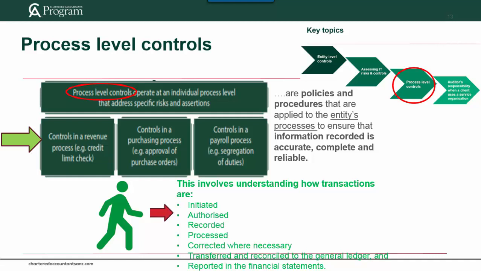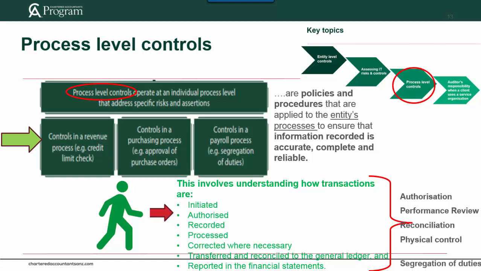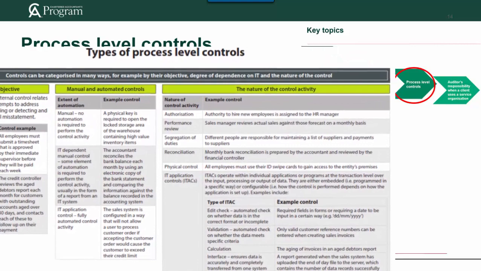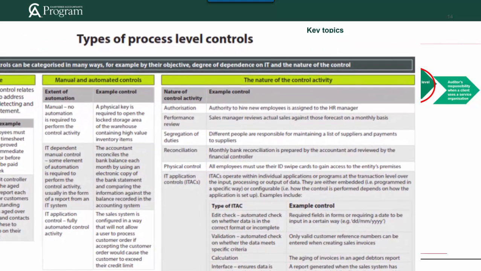The auditor would also consider the following control activities: authorization, performance review, reconciliation, physical control, e.g. stocktake, and segregation of duties. These control activities may be manual and/or IT applications. The types of process level controls we've just outlined are provided with examples in this quick reference guide in Unit 4.